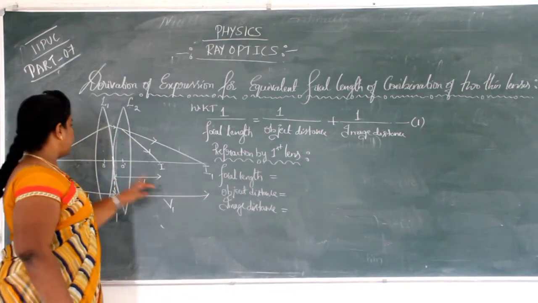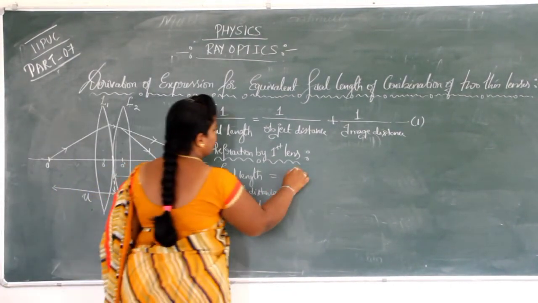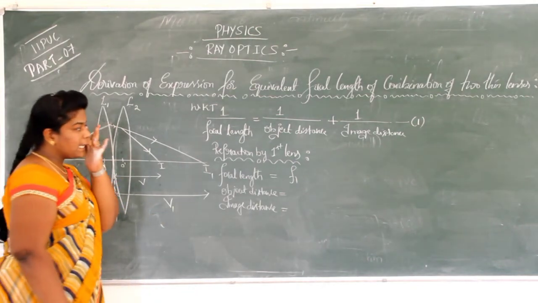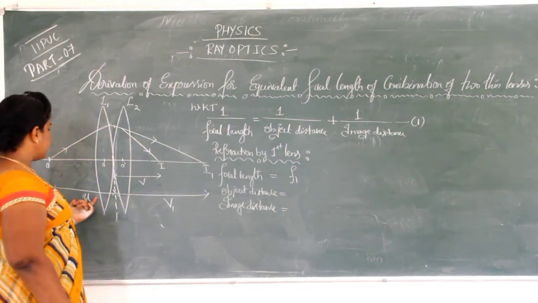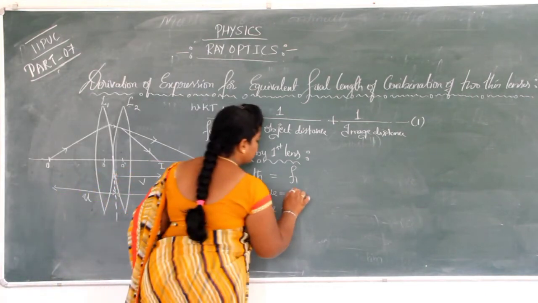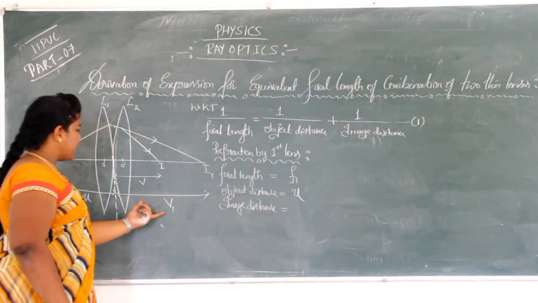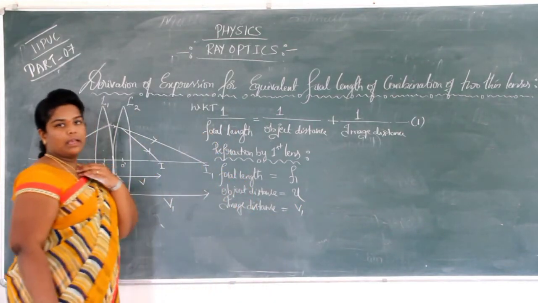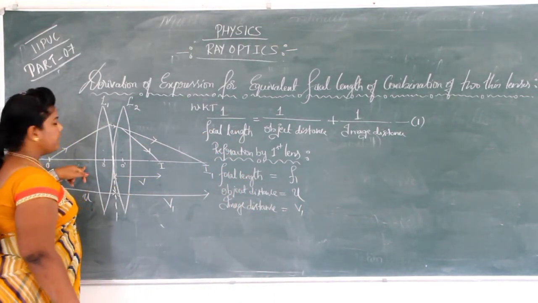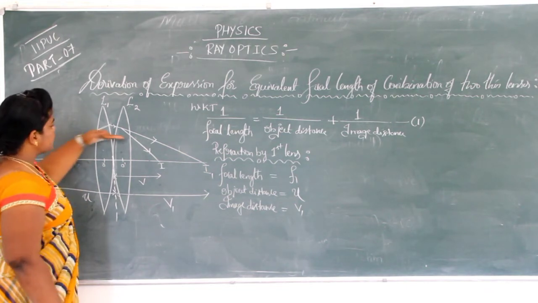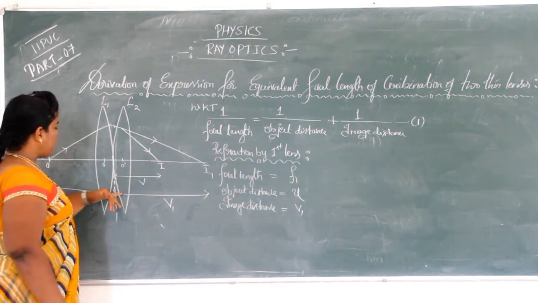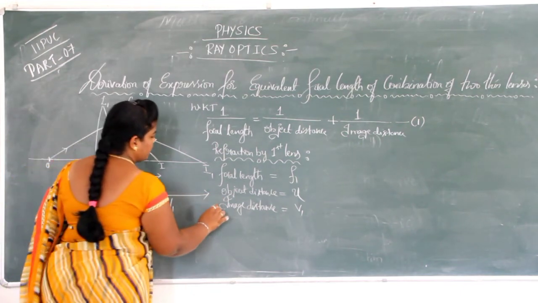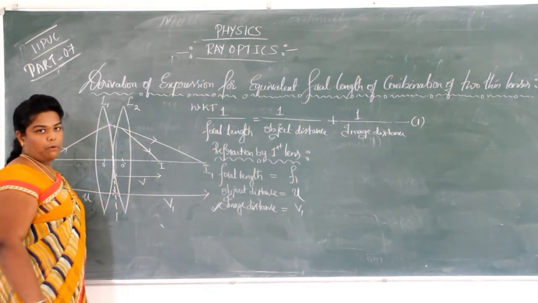Yes, the focal length for the lens L1 is f1, so the focal length is positive. Why? Because it is a convex lens. Object distance is u for the first lens, and image distance is v1 for the first lens. Dear students, here you can observe that the incident ray is in this way. Now we are measuring the image distance along the direction of incident ray. Then v1 is positive, no problem.